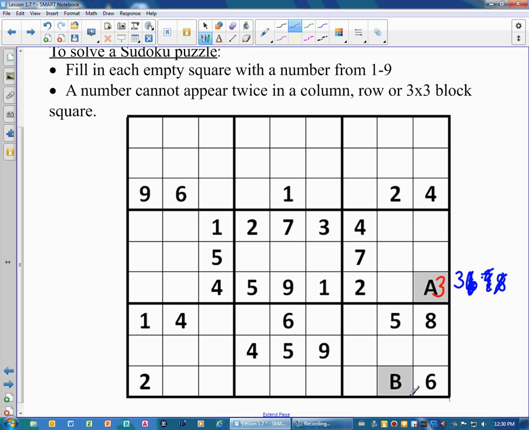All right, now let's move on to B. Let's do the same thing. It could be a 1.